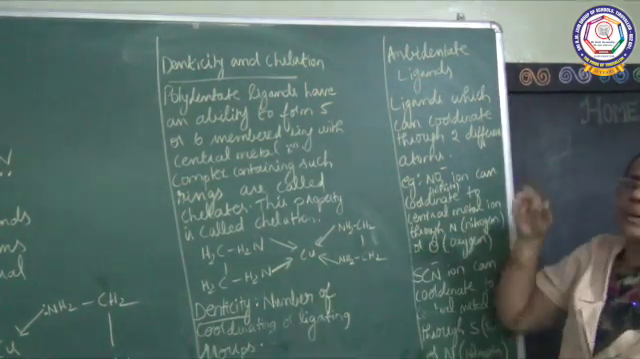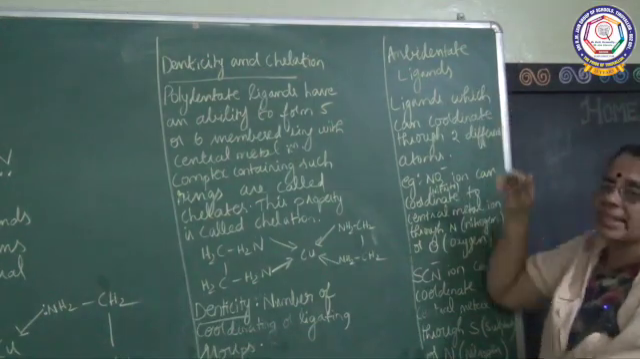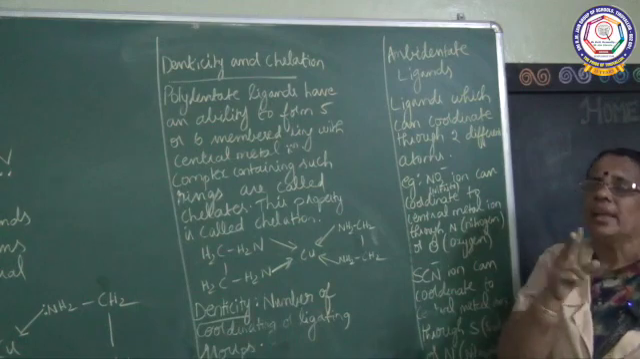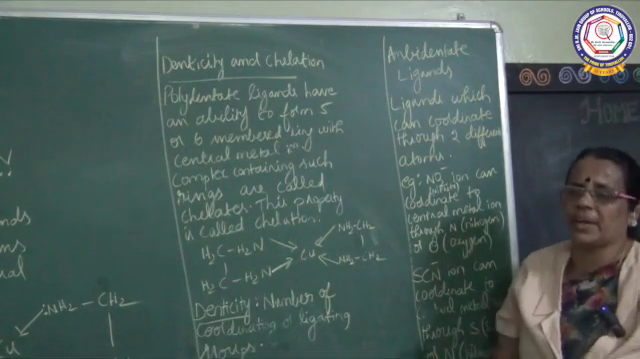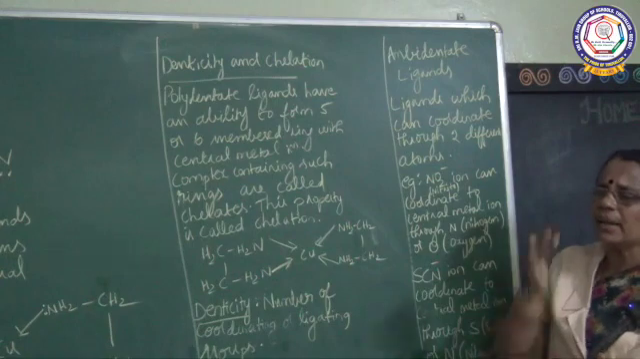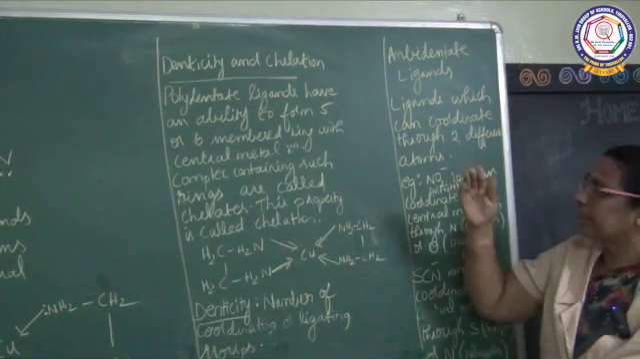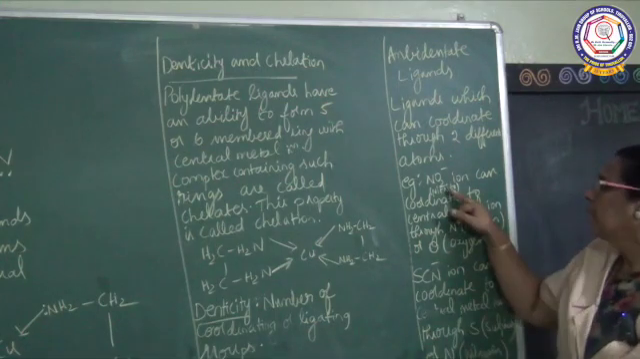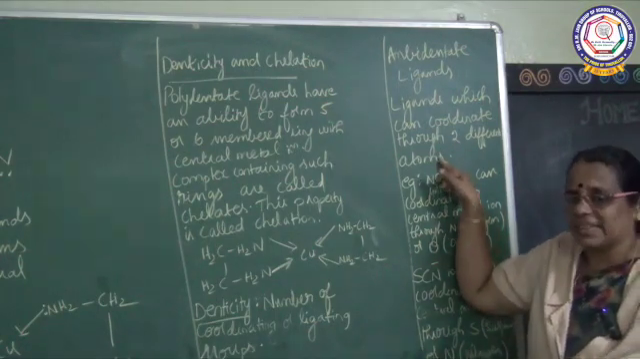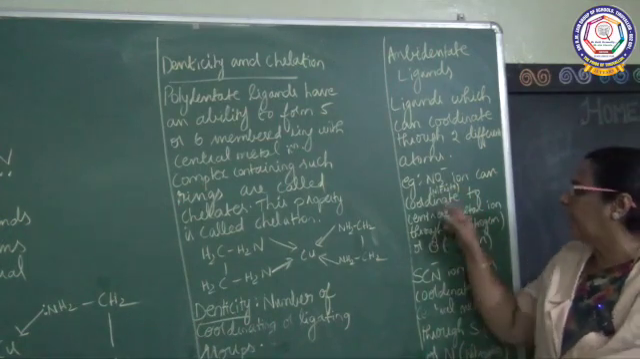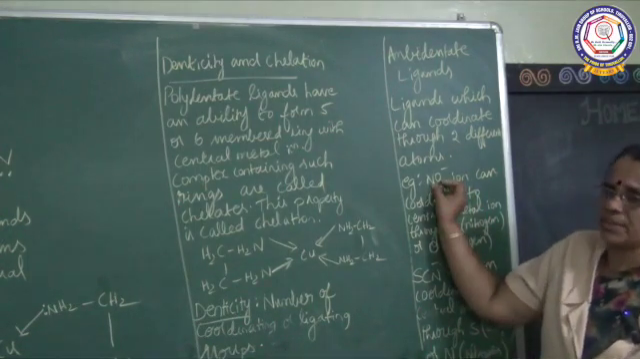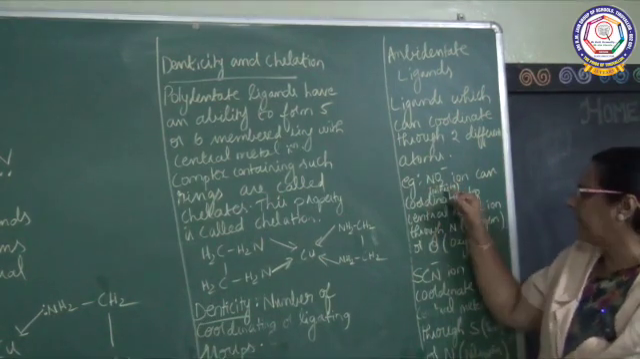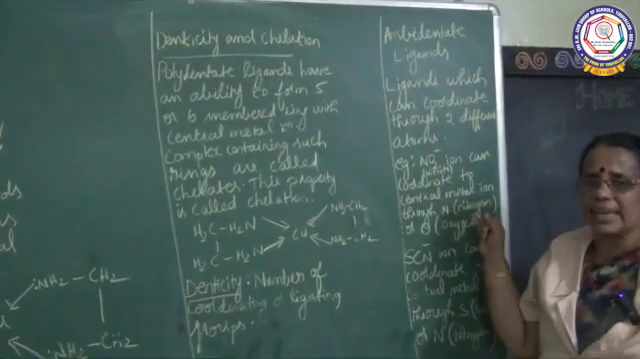The next one, ambidentate ligands. These are ligands which can coordinate through 2 different atoms. There are two different positions in a ligand which can be bonded to a central metal ion. For example, nitrito, NO2 minus. We can call this nitrito, where there are two different positions. The linkage is possible through nitrogen, and also through oxygen.